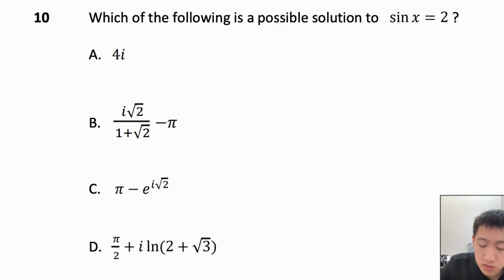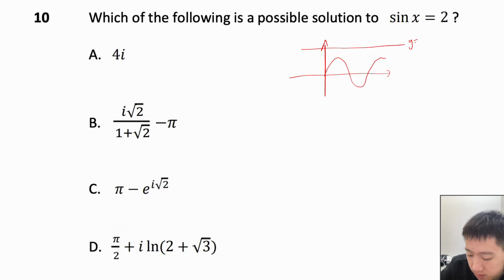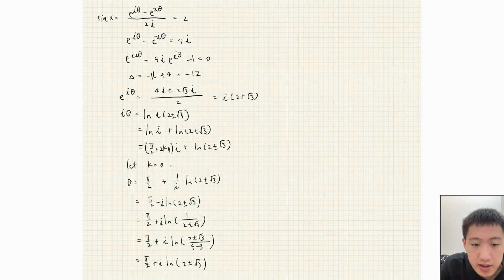If you draw a diagram, sin x is like this, and you draw a line to y equals 2, there is no real solution. But if we are Extension 2 students, we can have complex solutions. Now we just need to use the complex definition for sin x, and it is this form. If you don't know this, then there's no way you can do it. If you know this, things become a little easier.